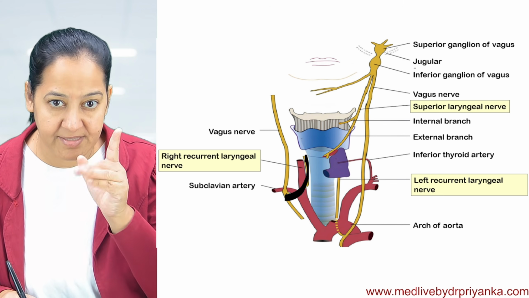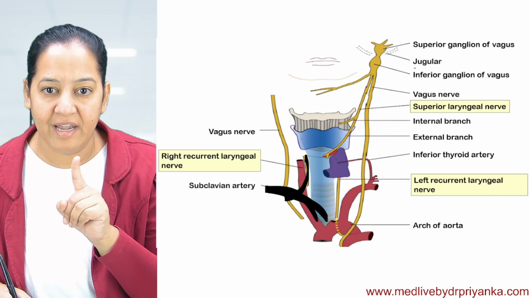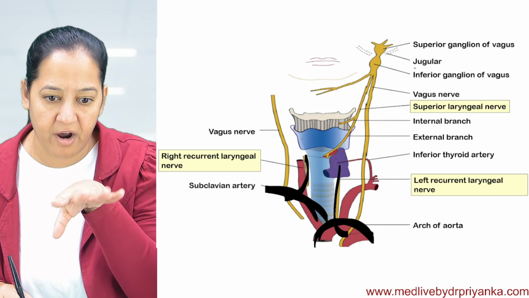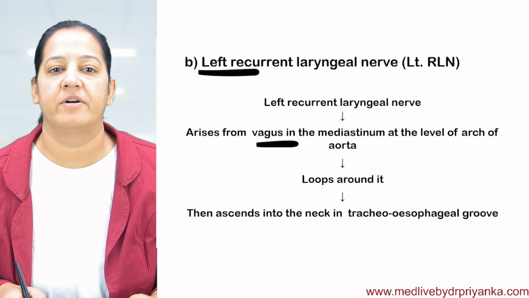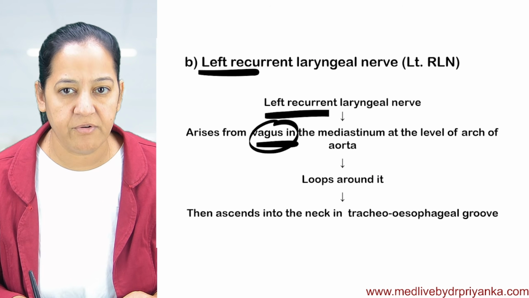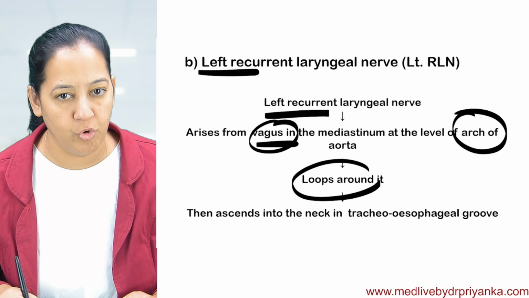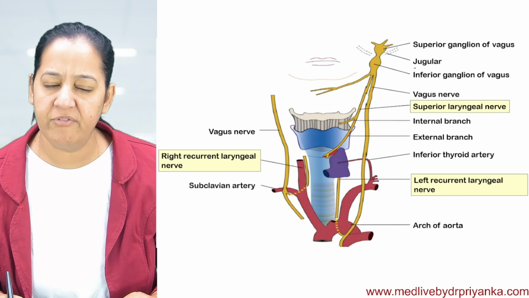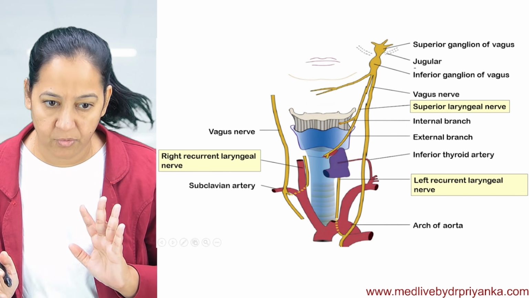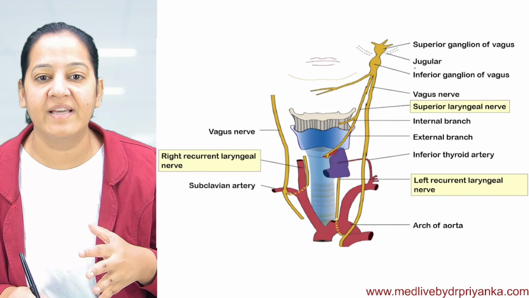The right RLN arises at the level of the subclavian artery, and the left RLN is arising at the level of the arch of aorta. Both of them are going upward, the same thing. So the left RLN arises from the vagus at the level of the arch of aorta, then loops around it and then ascends between the trachea and esophagus. So the further course is common, but the point of origin is different.